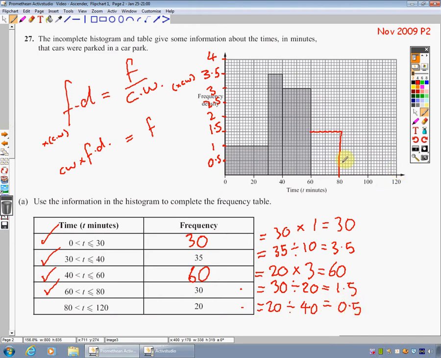One quick thing to remember about our histograms is that the area of these bars is actually the frequency. Our class width times our frequency density. So class width along the bottom times by the frequency density up. This is a rectangle, and the area of that is our frequency, and that's how we calculate things from histograms.